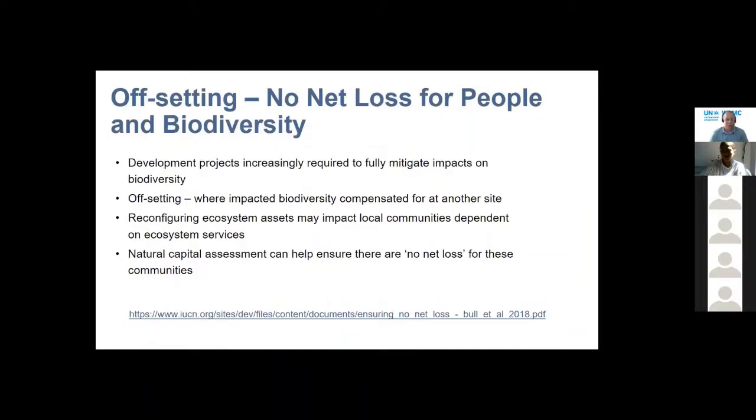And finally, just a point on offsetting. Development projects are increasingly required to fully mitigate impacts on biodiversity, so essentially compensating any biodiversity loss by measures at another site. But one of the things, the layout of ecosystem assets in a study area, you're going to have some impacts on communities that are dependent on ecosystem services. So natural capital assessment can help ensure that there are no overall net losses to these types of communities.